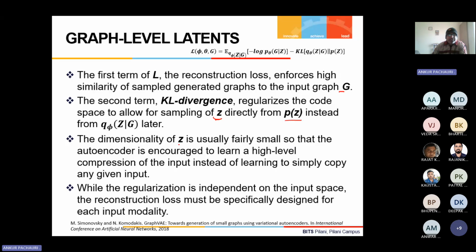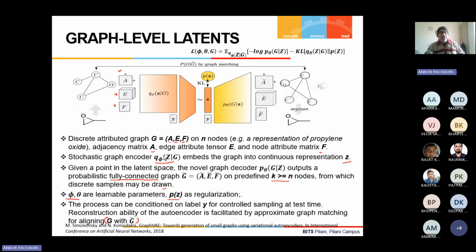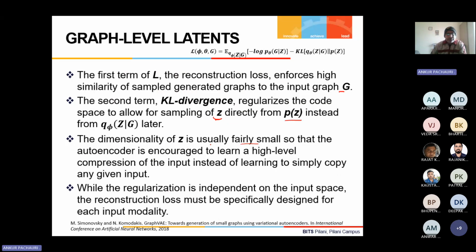The dimensionality of z is usually small, because, as mentioned in the beginning, this works for smaller graphs only. This method is not capable of dealing with larger graphs. The dimensionality of z is kept fairly small so that the autoencoder is encouraged to learn a high-level compression of the input instead of simply copying it to the output. While the regularization is independent of the input space, the reconstruction loss must be specifically designed for each input modality.